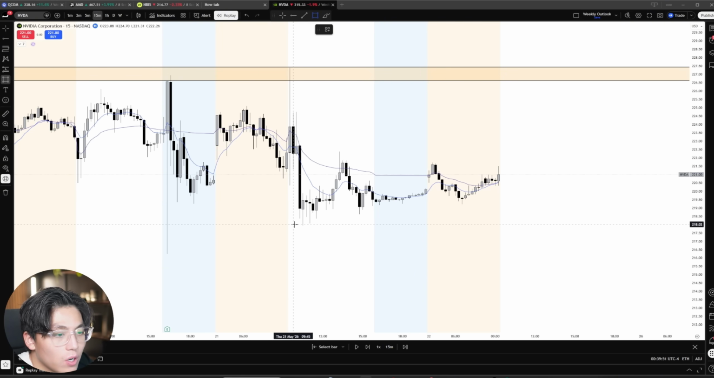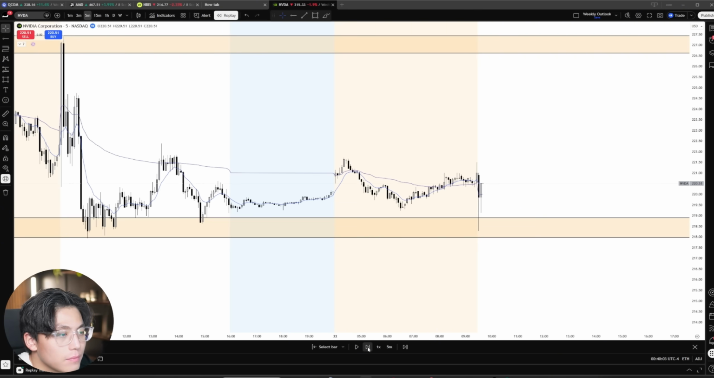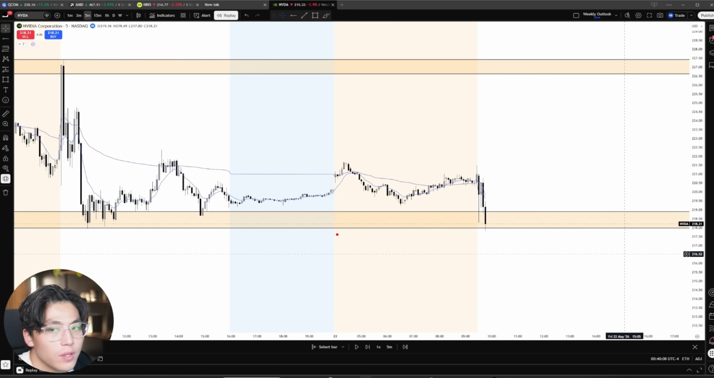We have marked out our previous day lows, and now we can go on to the lower time frames. As you can see, within the first 20 minutes of market open, we're starting to see this nice push towards the downside here on Nvidia. Now we can go on to the 1-minute time frame.